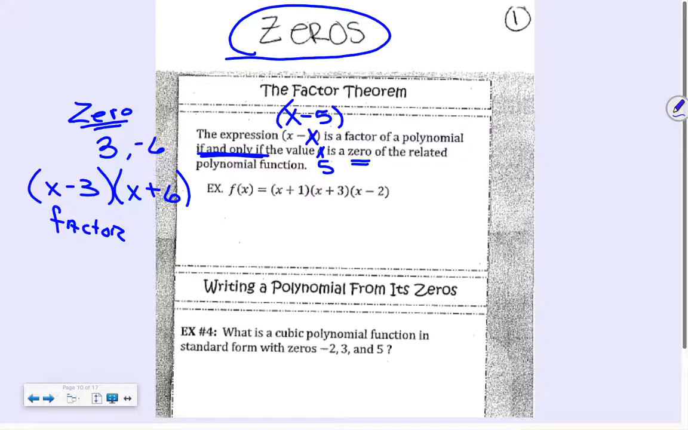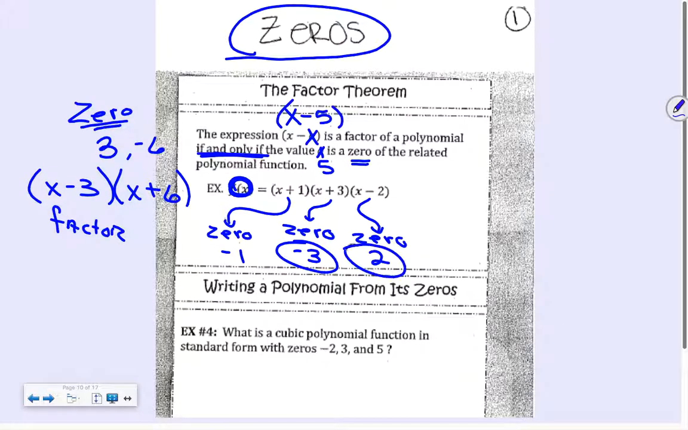Okay. All right. Would you just look at this one? If those are your factors, and this f of x is simply 0, then what is your zero out of this? Negative 1. Your zero is negative 1. Here your zero is what? Negative 3. Here your zero is what? Positive 2.